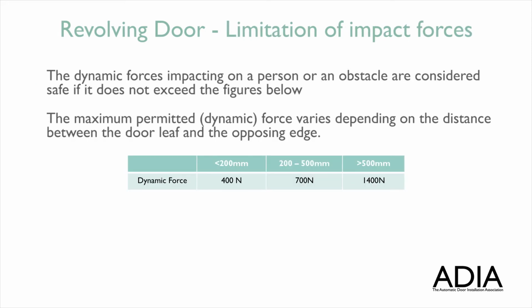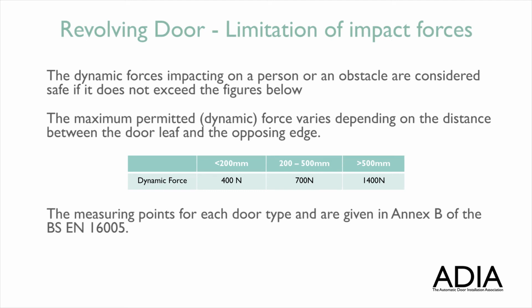The dynamic forces impacting on a person or obstacles are considered safe if they do not exceed the figures below. The maximum permitted dynamic force varies depending on the distance between the door leaf and the opposing edge. The measuring points for each door type are given in Annex B of BS EN 16005.